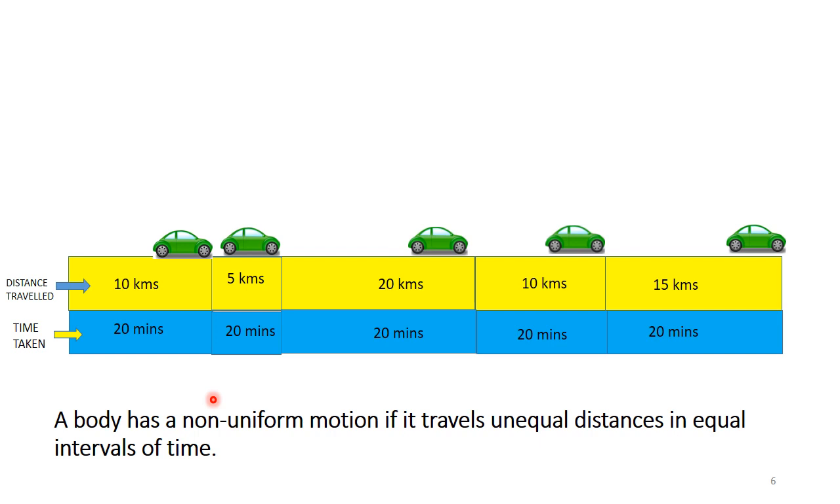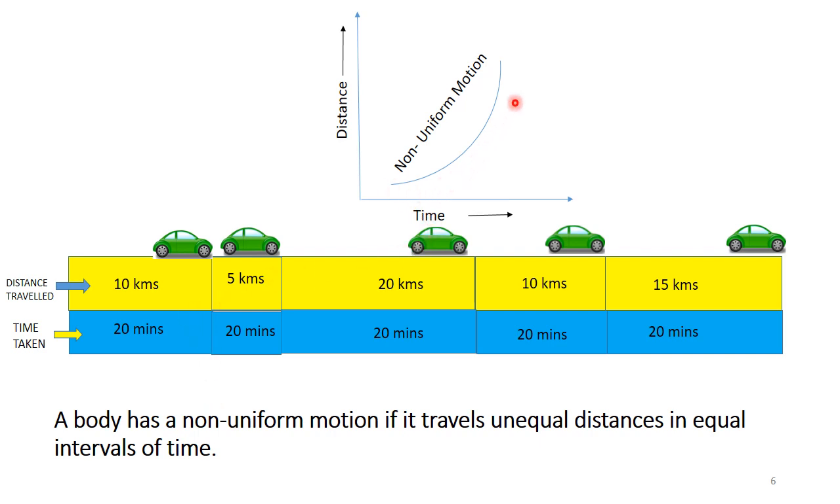Now how will the distance time graph look for a non-uniform motion? If you plot a distance time graph for a non-uniform motion, it's like a curve. So if the distance time graph of a body is a curved line, then it is a non-uniform motion.